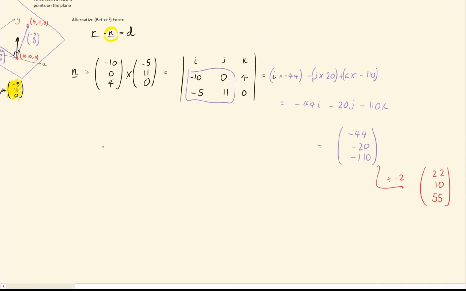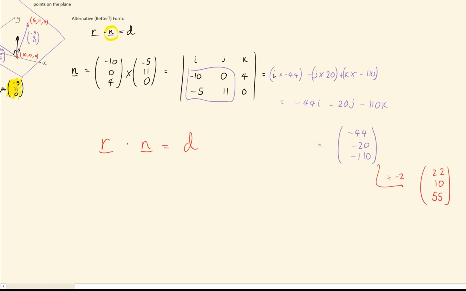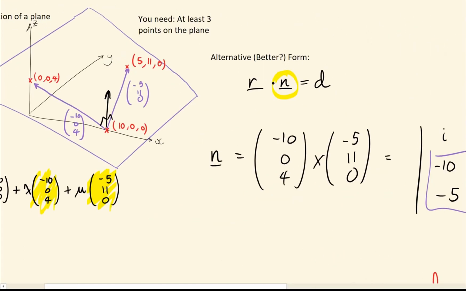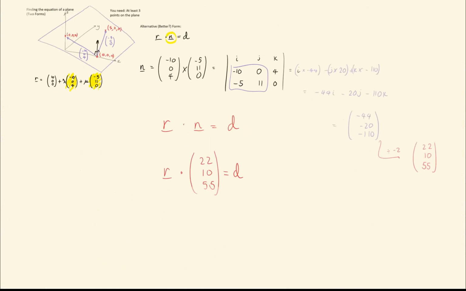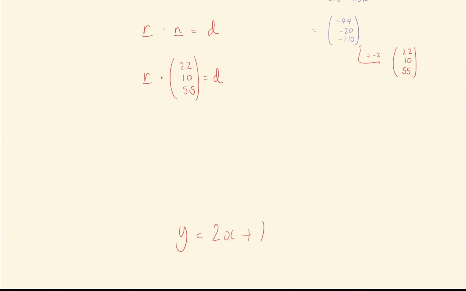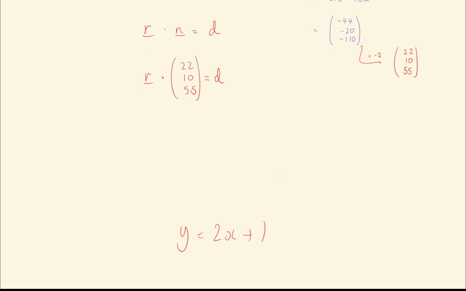So we want it in the form r dot n equals d, and we have worked out what n is. So we now know it is r dot 22, 10, 55 equals d. r defines any point on my plane. So we're not going to work out what r is, because that's like when you have the equation y equals 2x plus 1, working out r is like trying to work out y. It's just a variable, it's always going to change, and it defines any point on my line.